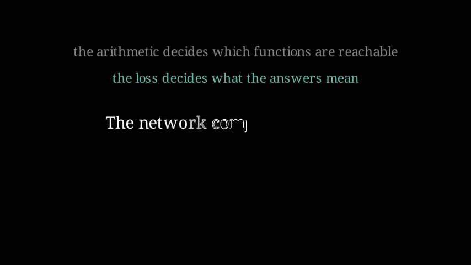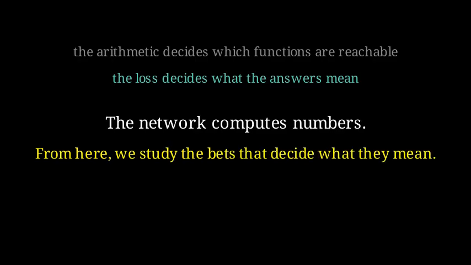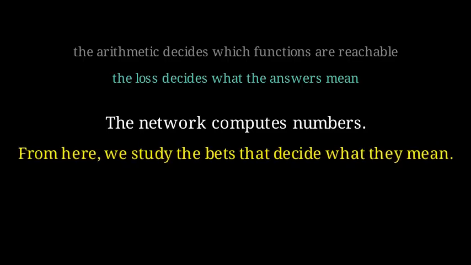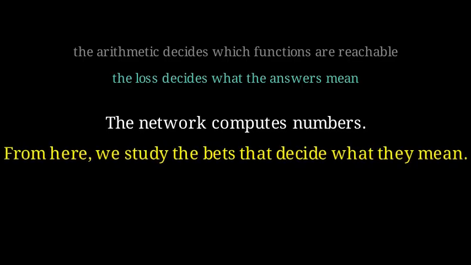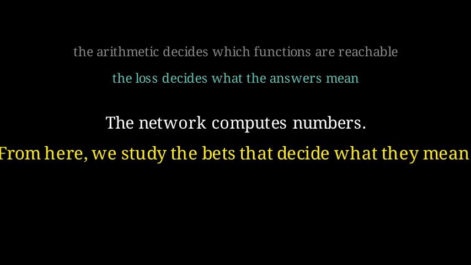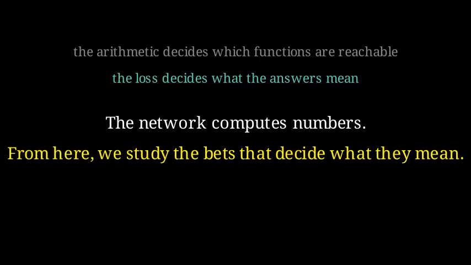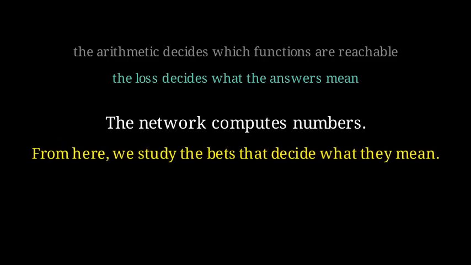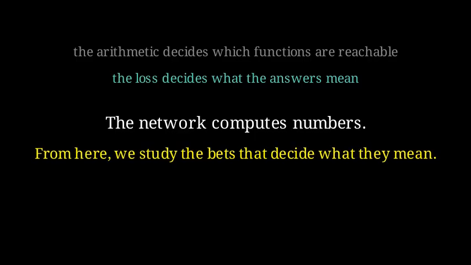So the network was never really the hard part. Not the way we usually think. The arithmetic decides which functions are even reachable. The loss decides what the answers mean. Both are bets, and both are yours to make. Everything from here is this same little network with a sharper bet baked in. Convolution for images, recurrence for sequences, attention for lookup. The math will barely change. Only the assumptions will. The network computes numbers. From here on, we study the bets that decide what they mean.